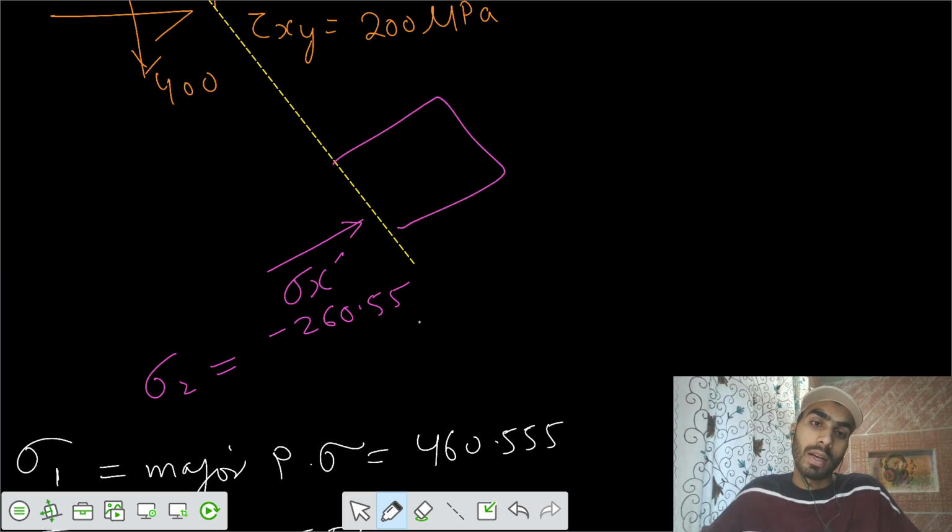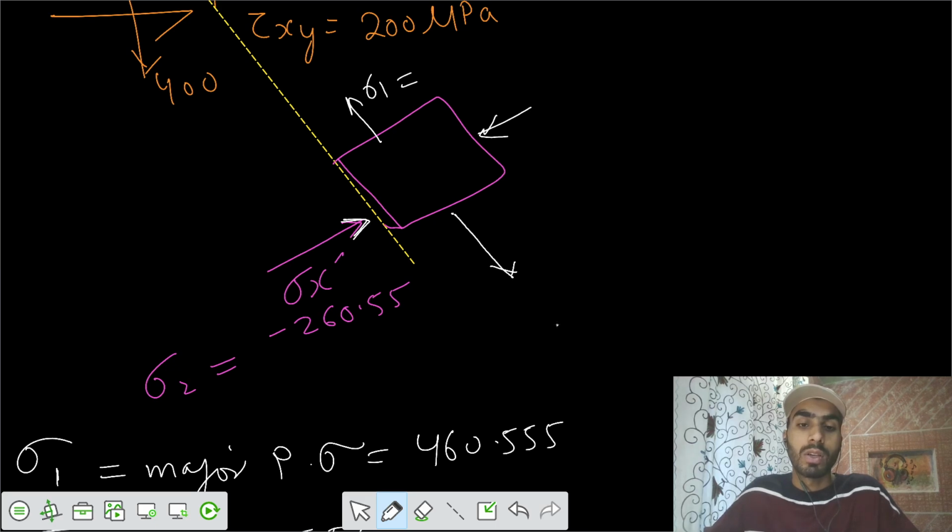If you have that stress element, this is the notation that sigma x is acting, that's compressive, negative, and on the other side it would be in this fashion, and perpendicular to this plane there would be the major principal stress acting. So we'll write that major principal stress sigma 1 here. That value was 460.555. So these are our two principal planes, or we can say two principal stresses.